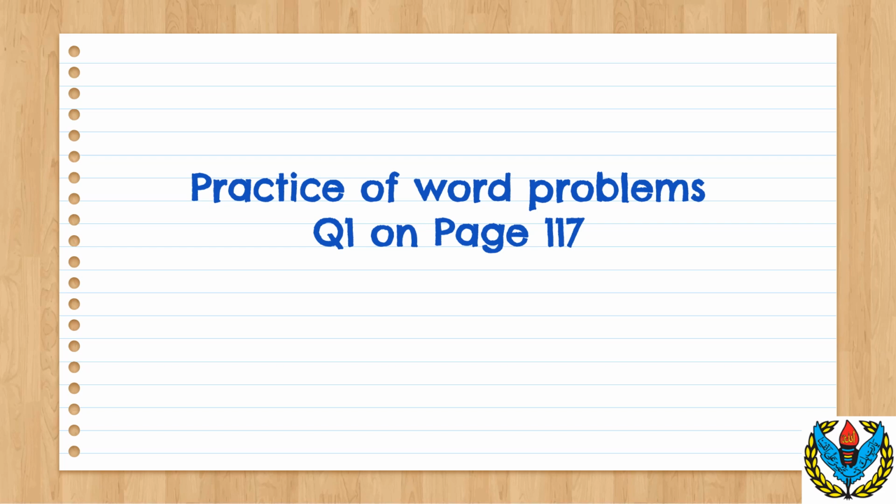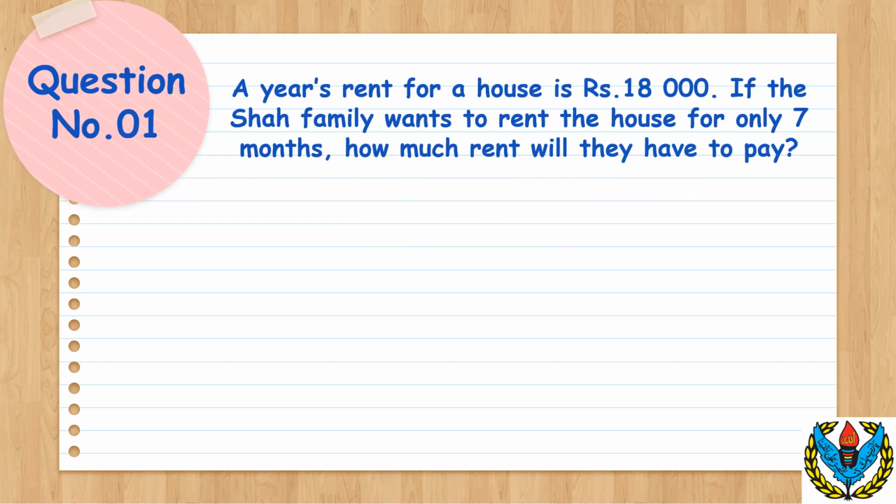Now we solve a word problem from your book. Turn to page 117. We are going to solve question number 1. Question 1 states that a year's rent for a house is 18,000 rupees. If the Shah family wants to rent the house for only 7 months, how much rent will they have to pay? In order to solve a word problem, the first step is to identify the information given in the statement.